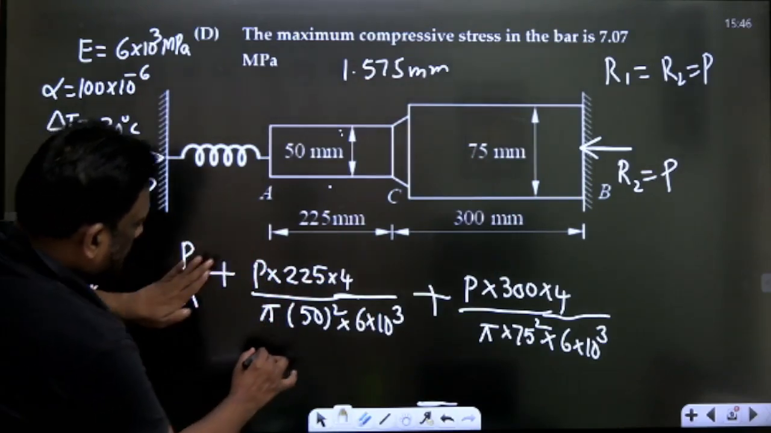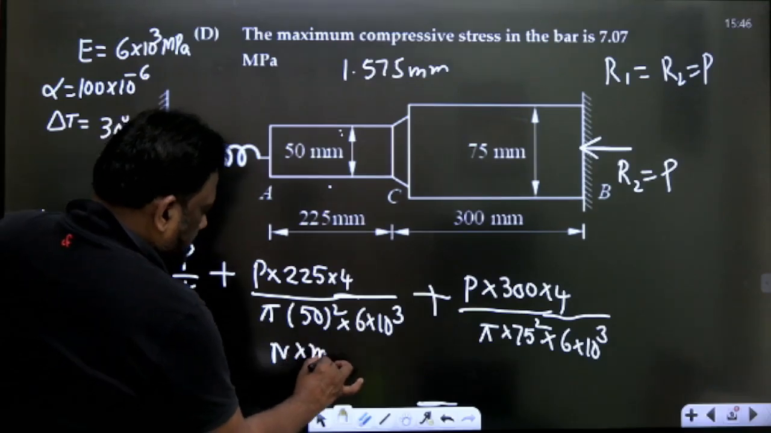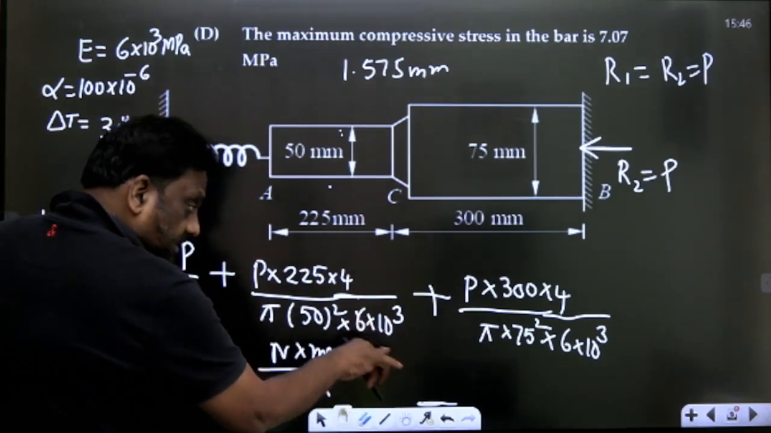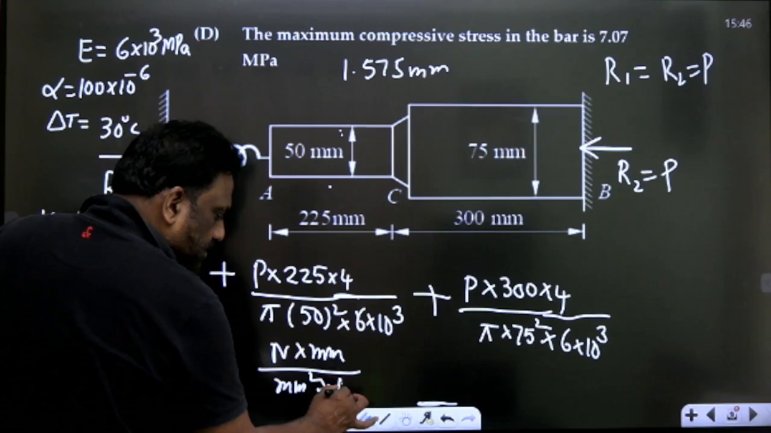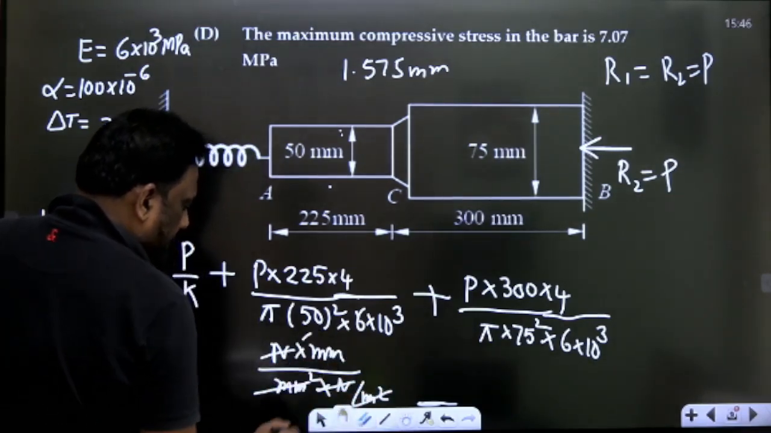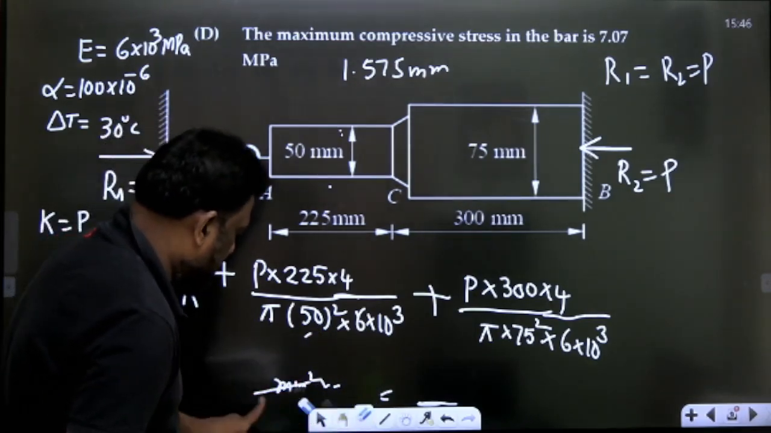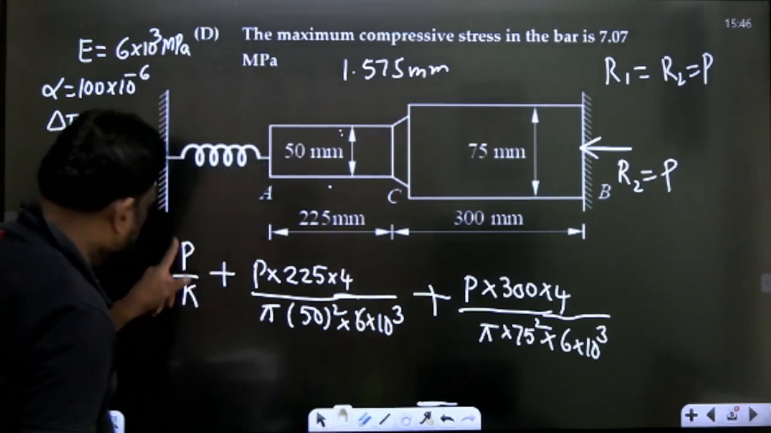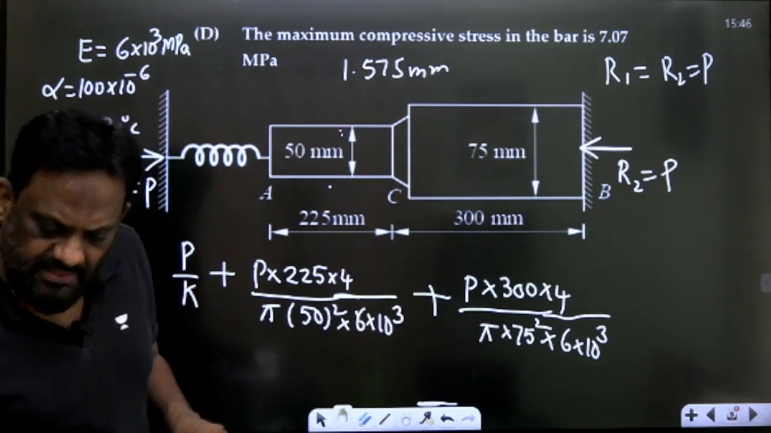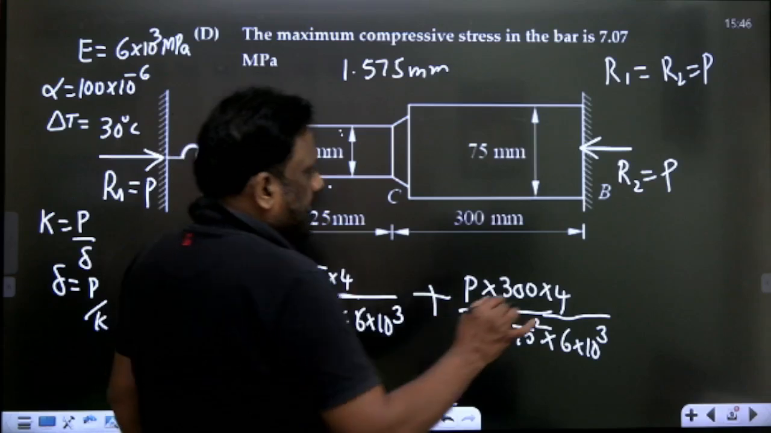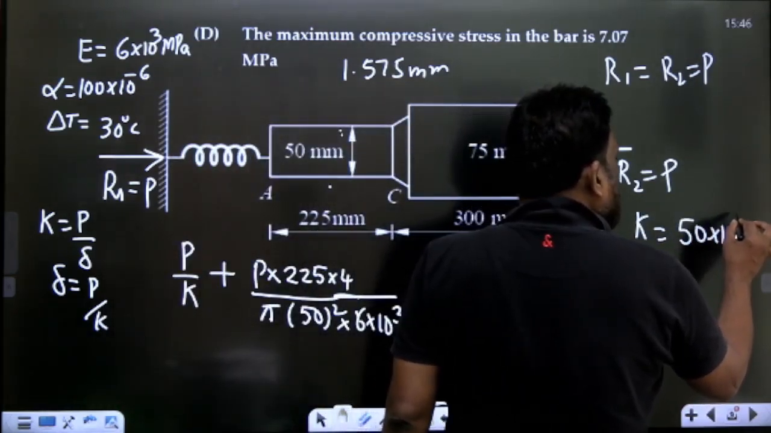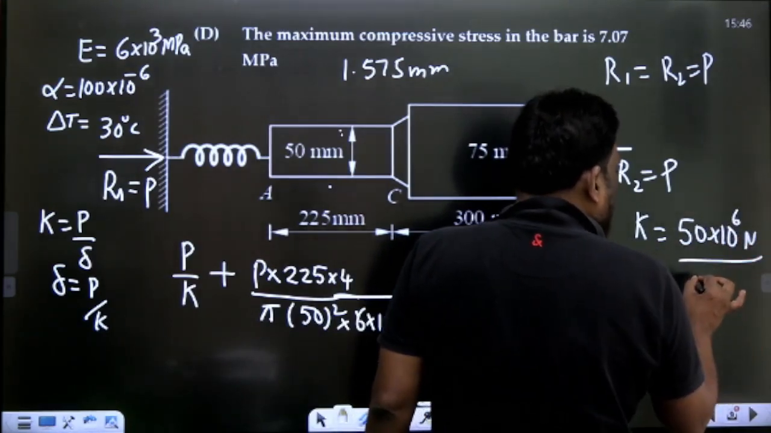Look at PL by AE. Let me keep P in Newton, length in mm, area in mm square, and E in megapascal, which means Newton per mm square. Area mm square is gone, Newton is gone. So this total value comes in mm. This value is in mm, so this should also be in mm. Look, K is given as 50 mega Newton per meter. So K is 50, mega is 10 power 6, Newton per meter.